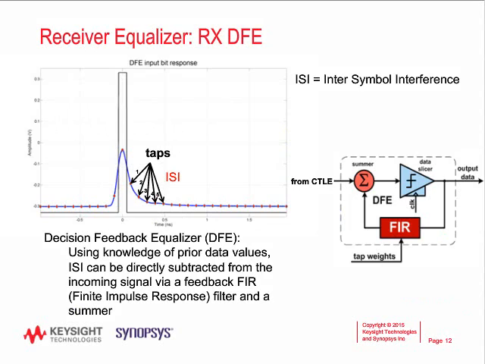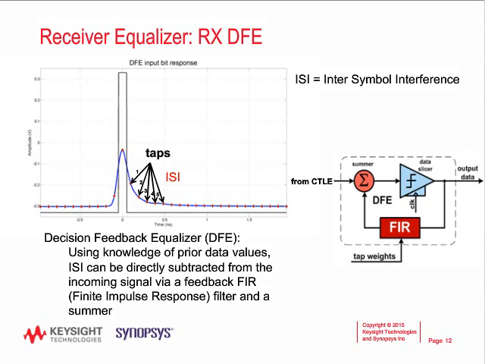A decision feedback equalizer, or DFE, is also applied to the output of the CTLE. The pulse response of the channel, including the FFE and CTLE, is shown before the DFE is applied. There on the left is a pulse response. It's representative of a pulse being sent down the channel and how the pulse is manipulated by the channel response.